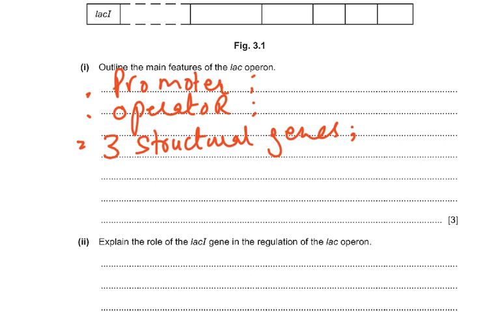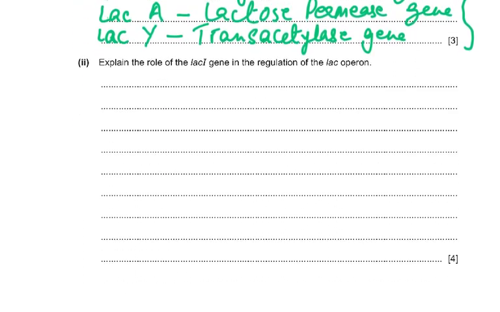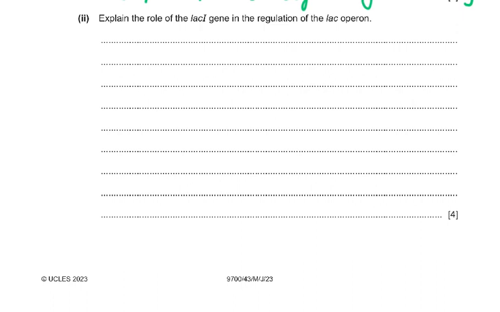I'll just give you the names so that you remember the names. It's important that you know the names. So promoter, operator, 3 structural genes, either you just wrote this or you gave me the names of all the 3. Beta-galactosidase, lactose permease, and transacetylase. Yeah, I know it's difficult to remember it, but do try and remember it. Then, of course, we come into part 2 of the question, which says, explain the role of the lac-I gene in the regulation of the lac operon.